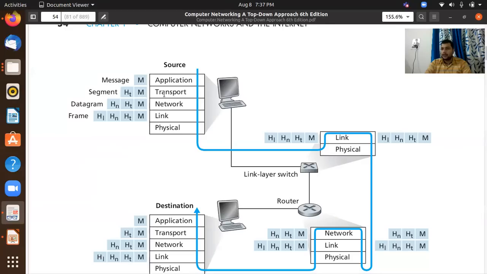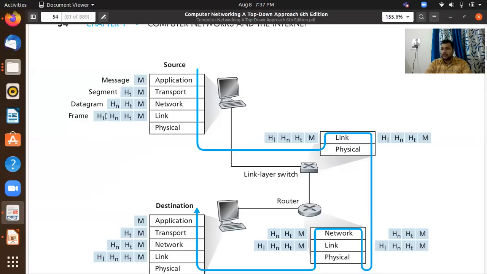When the transport layer receives message M, it will not look into it. It will consider it as a black box. It will just take it and add control information, HT. That control information relates to the services which the transport layer is going to provide to the application layer. Once everything is set, the encapsulated message M along with HT is called a segment. Then you pass it on to the network layer.